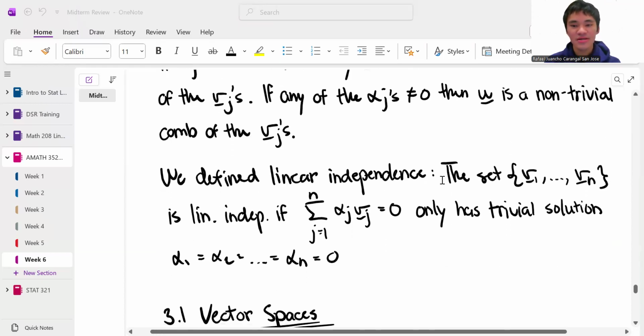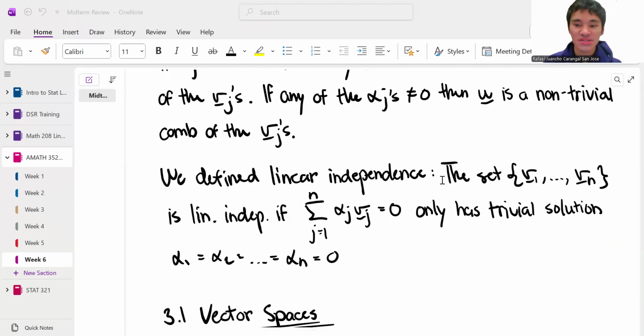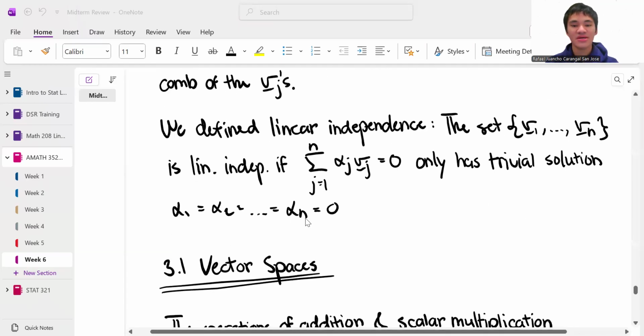So linear independence is assigned to a set. It's not about the individual vectors, it's about the set of vectors. Given a set, v1 to vn, we say that the set is linearly independent if we take this sum of a bunch of scalars with all of the vectors in that set, equate it to 0, and see that the only solution is when all the scalars are 0.